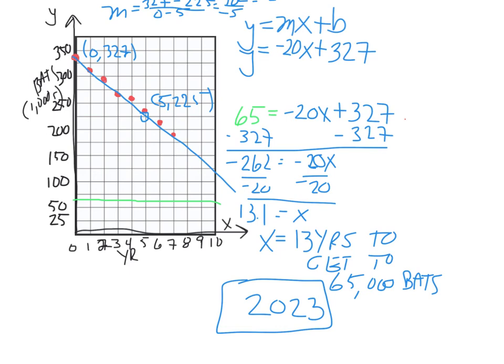It's important that you try to connect as many points as you can without forcing them. Lay a nice perfect straight line, then use your y equals mx plus b to find your y-intercept, calculate your slope, and then you can use that to calculate answers.